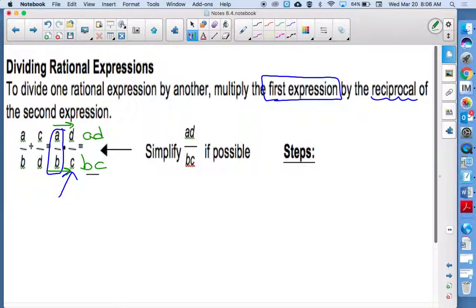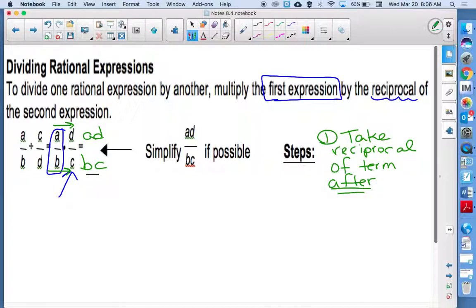And of course it says simplify if possible. So the first thing that you need to do is take the reciprocal of the term or the fraction after the division sign. Not the one before. It's whatever follows the division. Because the first part, you're dividing by the second, and that second part is the one that flips.